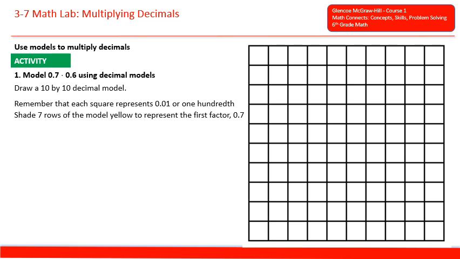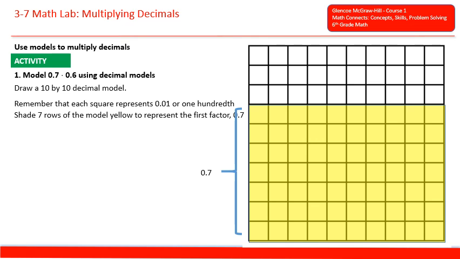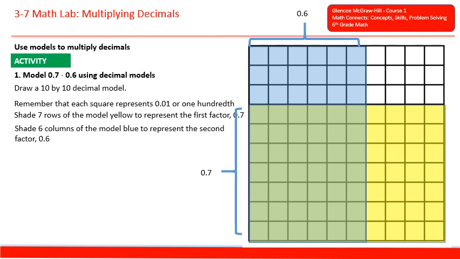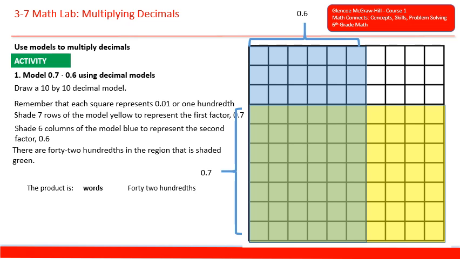Shade 7 rows of the model yellow to represent the first factor, 7/10. And shade 6 columns of the model blue to represent the second factor of 6/10. There are 42 hundredths in the region that is shaded green. The product is 42 hundredths. Standard form, we're going to write it as 0.42. In expanded form, it will be 4 times 0.1 plus 2 times 0.01.